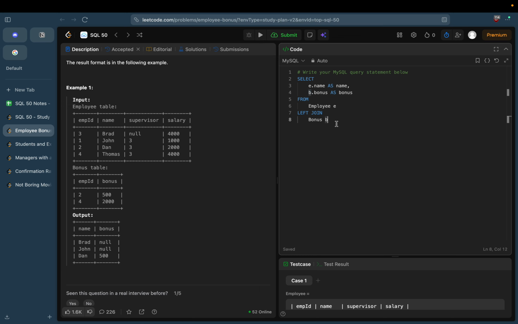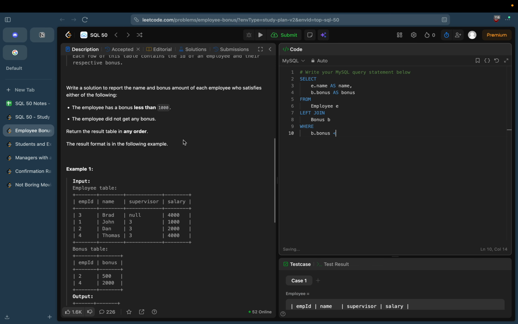And yes, now we need to put the conditions on the bonus table, so we'll use where b dot bonus is less than, was it a strictly less than 1000, so less than 1000. And the next thing is an or, because either can be satisfied, or bonus simply does not exist. That means b dot bonus is null.